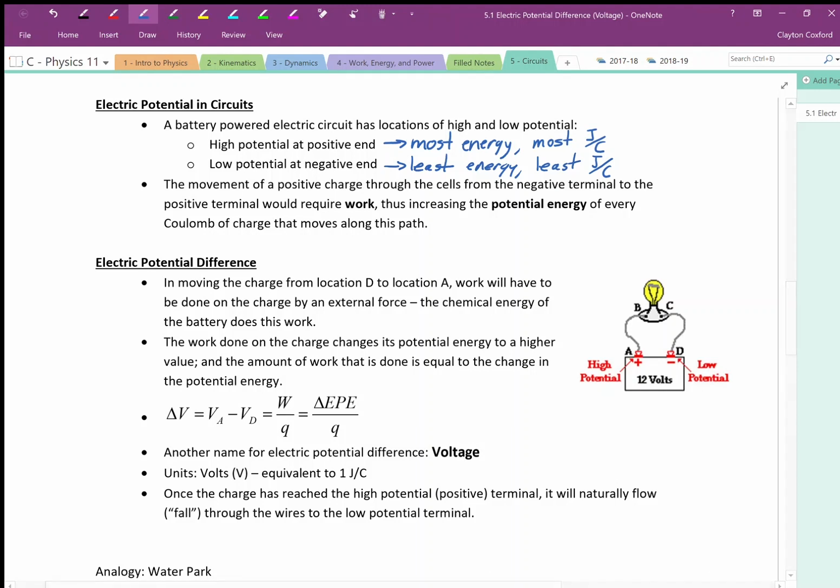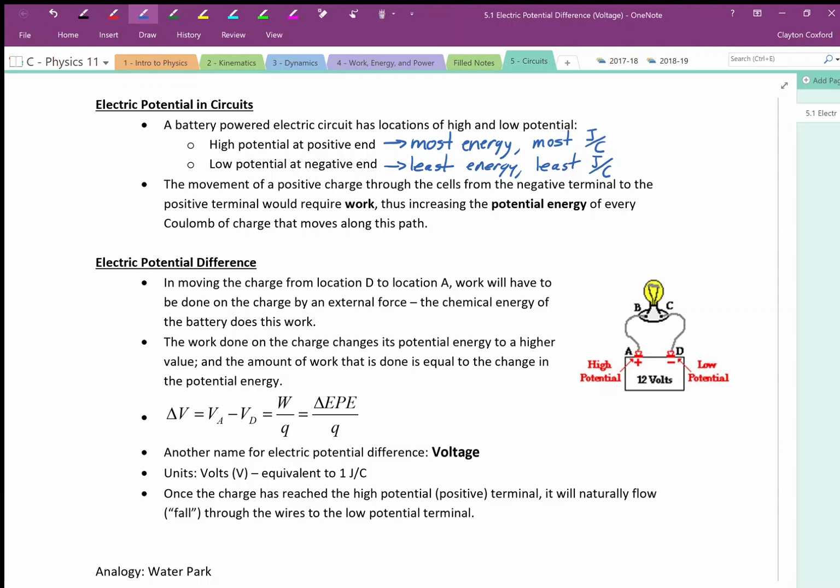And to move a positive charge, we're going to be talking about the movement of positive charges, which is the flow of positive charges in a circuit. This is something called conventional current. We'll talk more about that in a future section, but we're going to be talking about positive charges flowing. So the movement of a positive charge through the cells, through a battery, from the negative terminal to the positive terminal, to get that there, it's going to require some work.